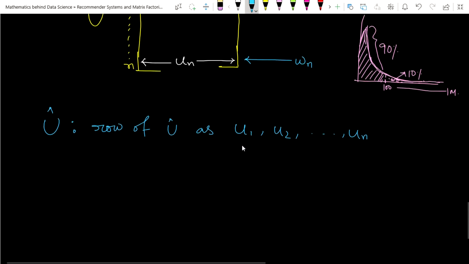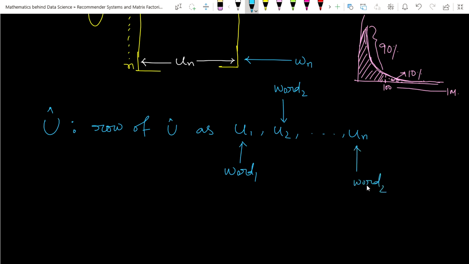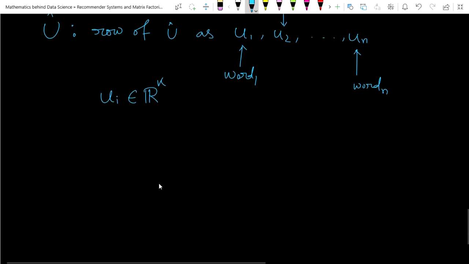This represents the vector of word 1. This represents the vector of word 2. This represents the vector of word n. So now the U hat that we got belongs to the k dimensional space.